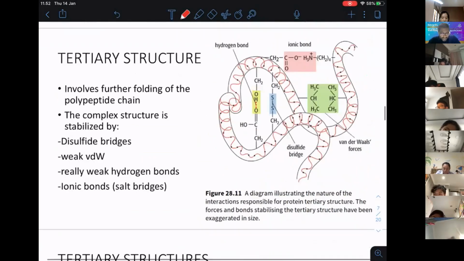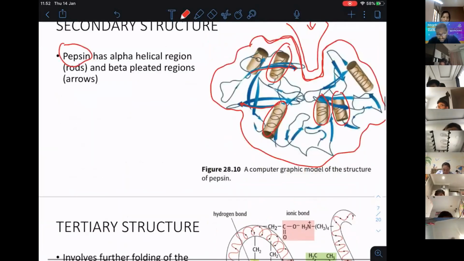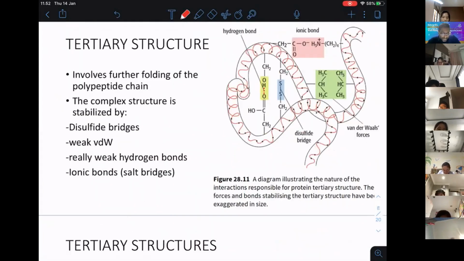If you move on, let's look at tertiary structure. Tertiary structure involves further folding of the polypeptide chain. There will be more folding. The folding in secondary structure is still level 1, but this one is going to be more folding. The complex structure is stabilized by not only hydrogen bonds, but also by weak van der Waals forces, ionic bonds, which is salt bridges, and disulfide bridges as well.